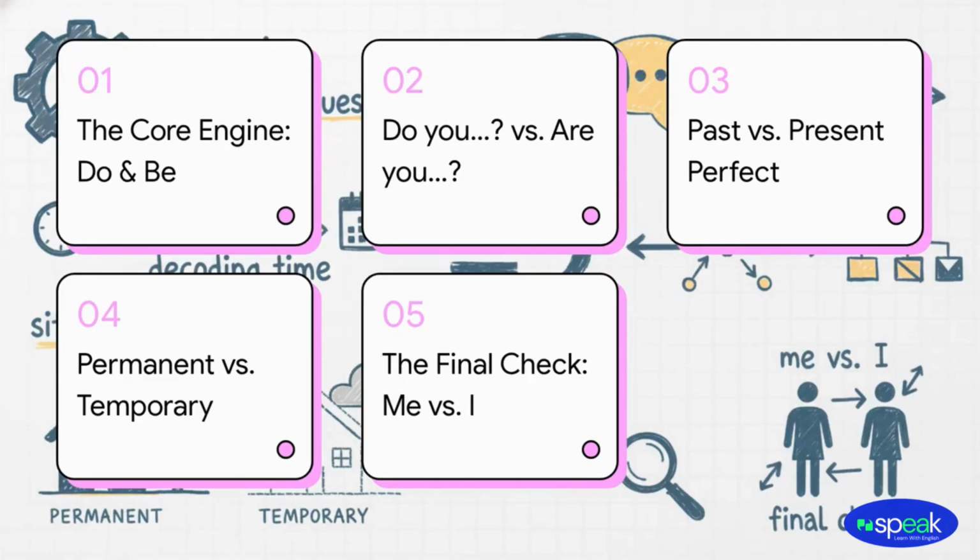So here's our plan for today. We're going to start with the absolute core of English verbs, do and be. Then we'll figure out how to ask questions the right way. After that, we'll decode the difference between two super tricky past tenses. We'll also see how one little verb change can completely alter your meaning. And finally, we'll learn a foolproof trick for me versus I.